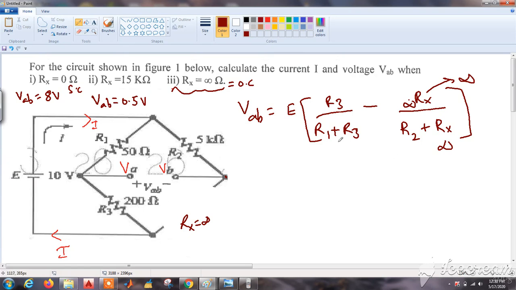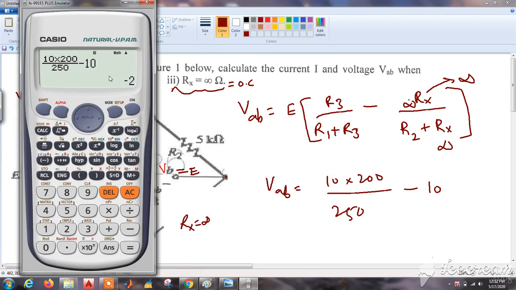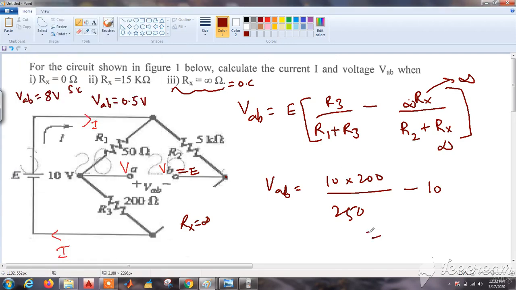So when I expand this, I will get it like this because 1 was there and E was outside the bracket. When E enters the bracket, it will be like this. So we can also say that the voltage VB is equal to E when Rx is infinity. Now let us substitute all the values and find VAB. So when I substitute, we are getting minus 2 volts, because VB is equal to E, which is 10 volts, and this is 8 volts, and 8 minus 10 is minus 2 volts.